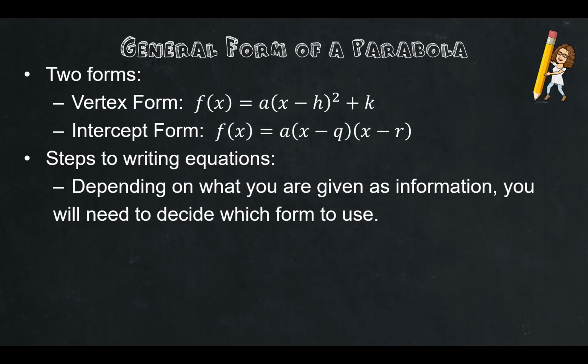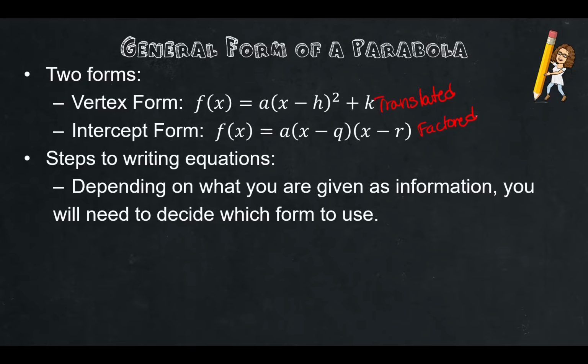So, general forms of a parabola. There are two forms that we're going to be working with quite a bit during this video. Vertex form, which is the one that has the parentheses, a parenthesis x minus h squared. Translated form is another way to look at that. Intercept form is when we look factored. Some people like to call this factored form.